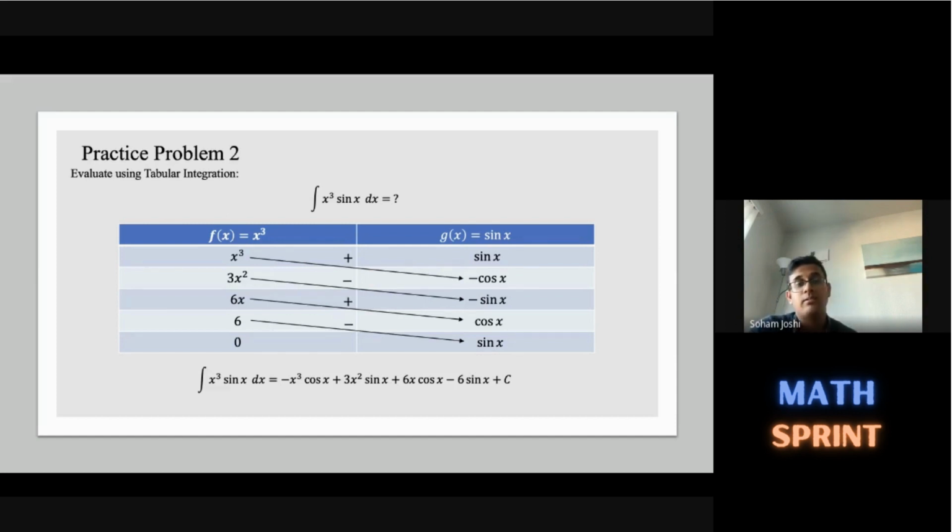So now we have the terms minus x cubed cos x, 3x squared sine x, 6x cos x, and minus 6 sine x. You add all of these terms together and you get an answer of minus x cubed cos x plus 3x squared sine x plus 6x cos x minus 6 sine x plus c. We only need to add the constant of integration when we are finished integrating completely, at the end of the problem.